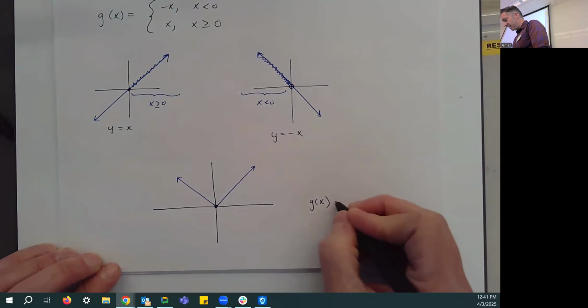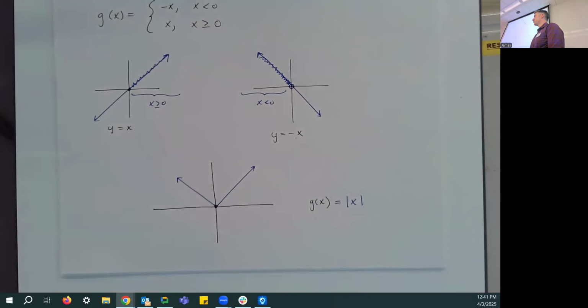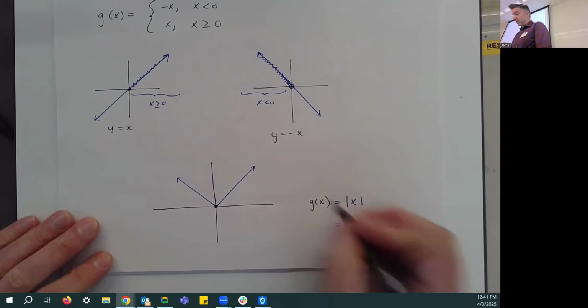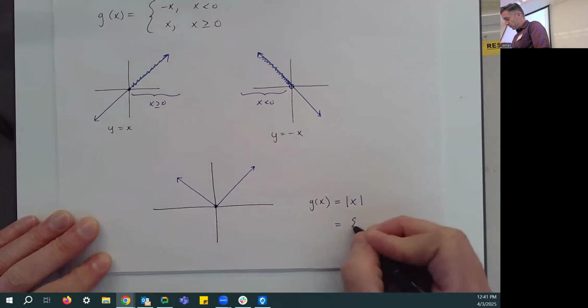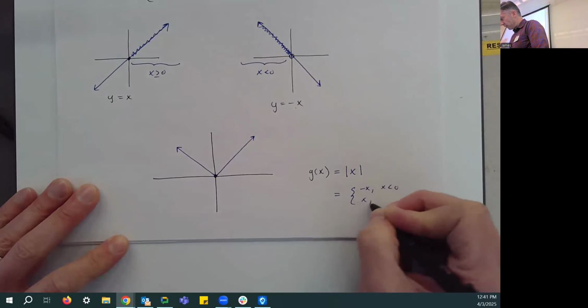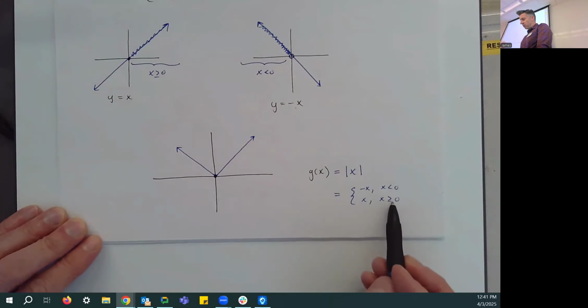g of x is the absolute value of x. If x is positive, you get the same value back. If x is negative, you get the corresponding positive value back. And you can write it in three different ways. You can write it as the absolute value of x. You can write it as this piecewise function: negative x when x is less than 0, and positive x when x is bigger than or equal to 0. And it doesn't actually matter where you put the equal to part. You can put it here or there.